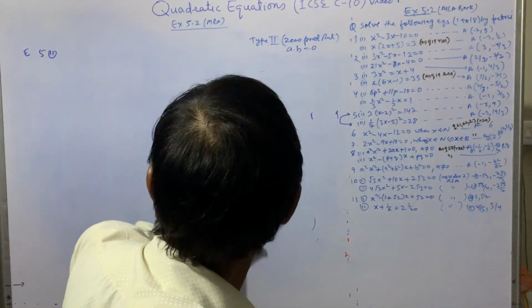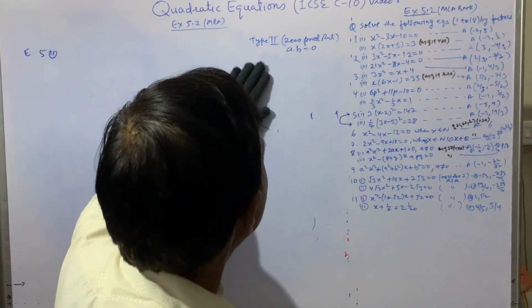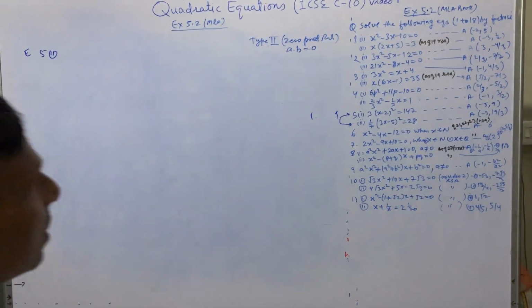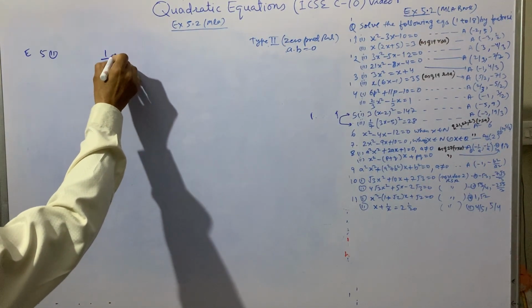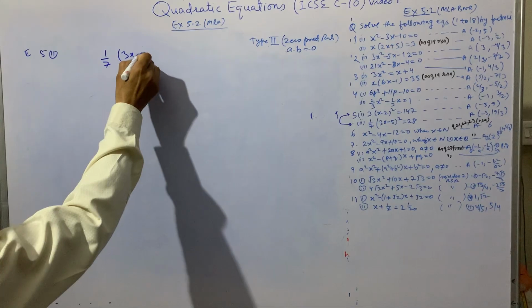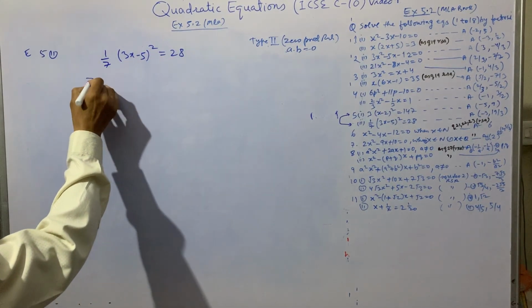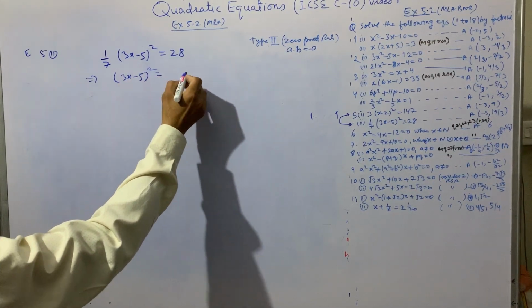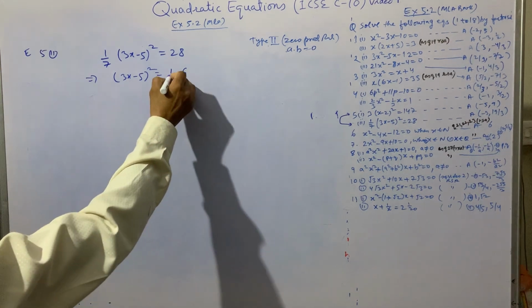There's nothing to worry about for this question because it is also the same. You can change it into a perfect square. What is there in the second part? You see, 1 upon 7 (3x minus 5) whole square is equal to 28. So on cross multiplying, we get (3x minus 5) whole square is 196.